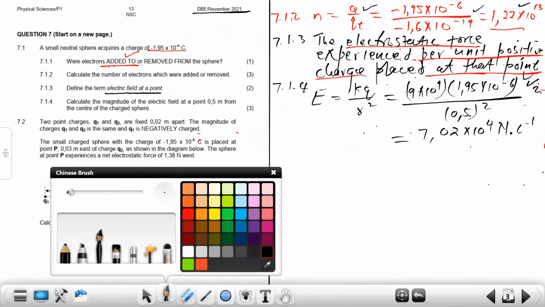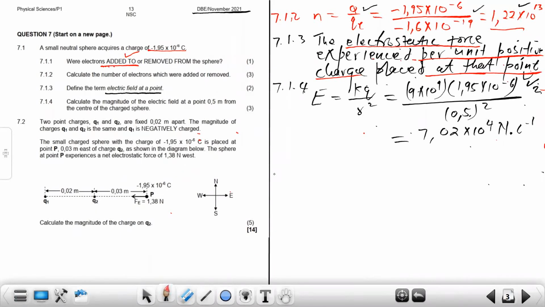So this is how we mark this one, guys. Be on the lookout for this one. It will definitely be part of the exam because we cannot assess electrostatics without electric field strength. So it will be one for the formula, one for the whole substitution, and 1 mark for the correct answer with the correct SI unit. If your SI unit is wrong, automatically you will not be getting it right. So let's look into 7.2.